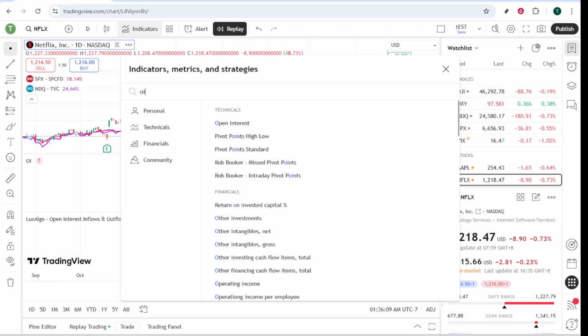By customizing these settings, you tailor the data presentation to align with your specific trading needs, ensuring a more effective market analysis.